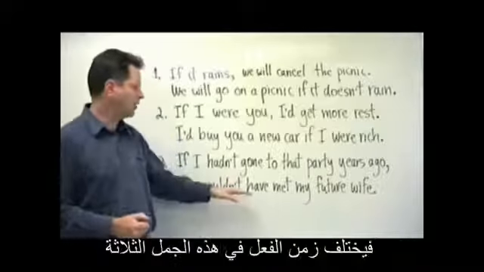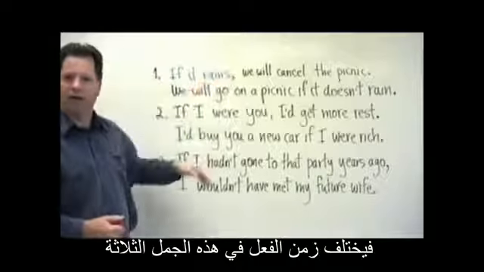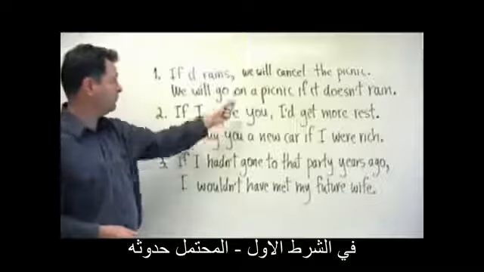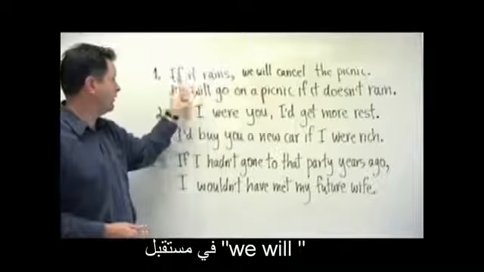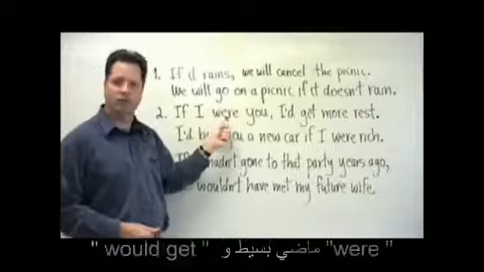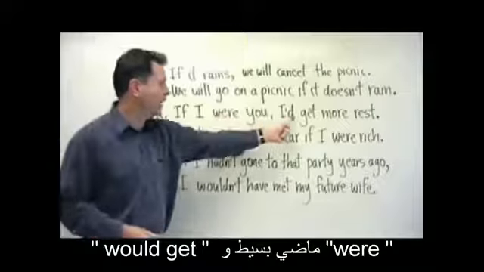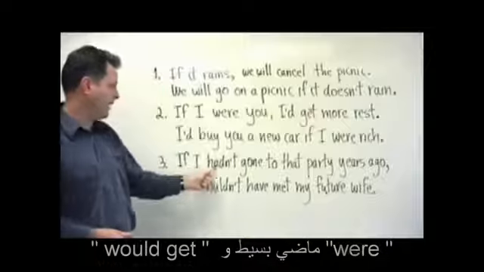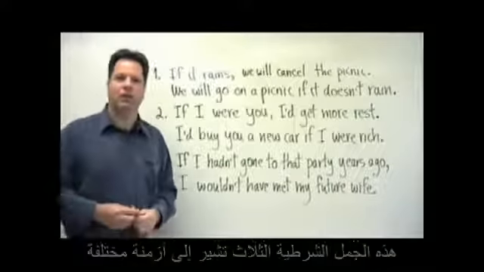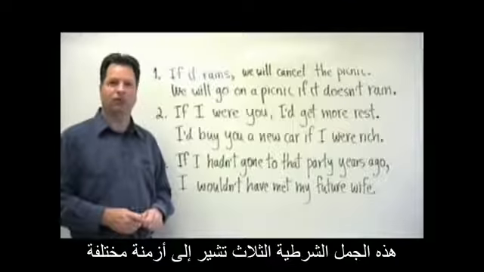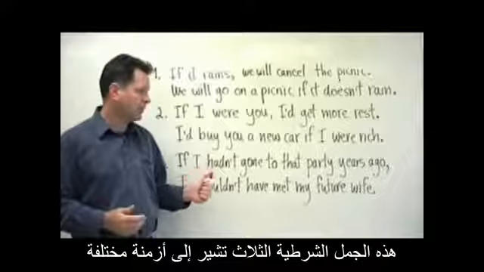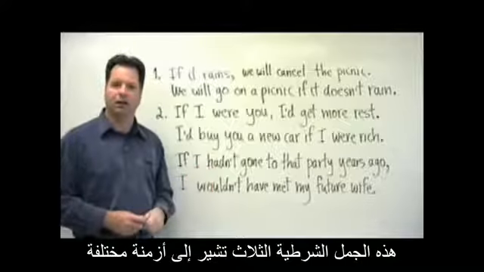So the verb tenses are all different in these three examples. The first conditional, the probable one, look at that one, we will. If it rains, we will. Next one, if I were you, and quite often this is used. If I were you, I would get more rest. If I hadn't gone, I wouldn't have met. So these three conditionals indicate different time frames.